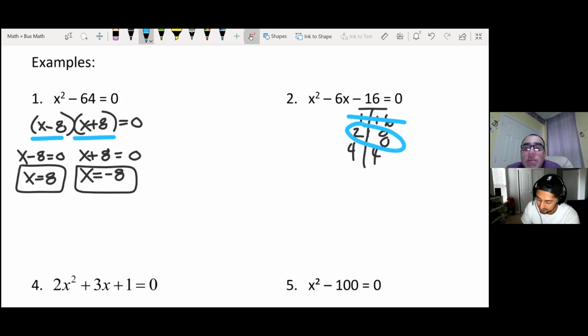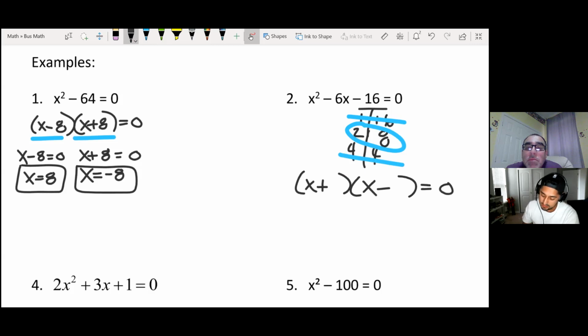And 4 and 4 give me 8, or 4 and 4 give me 0. So those are out. So 2 and 8 are going to be the factors we want. So here, based on the signs of your equation, minus minus means that you can have x plus a number and then x minus a number equal to 0. And input the 2 and 8 where you believe they fit.